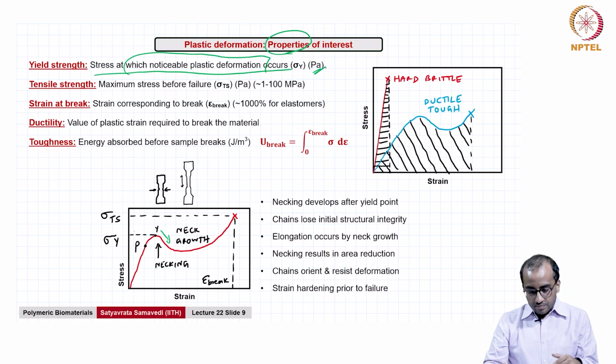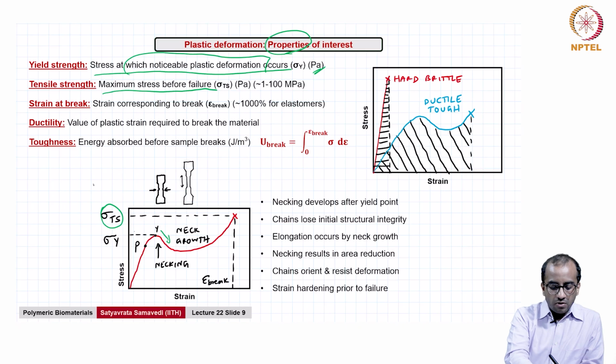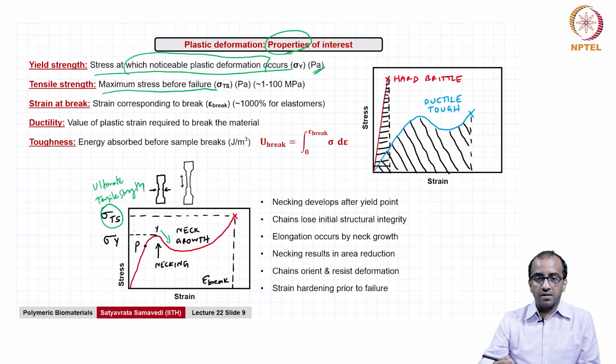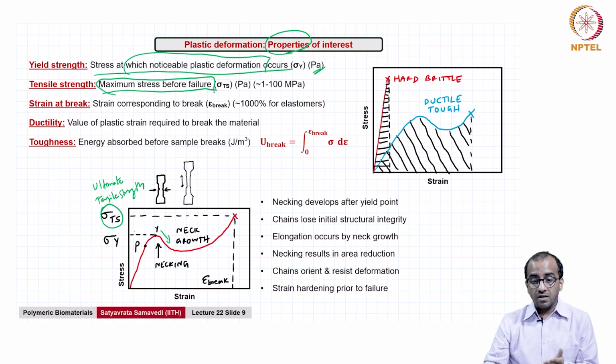If you keep stretching it further till the point of failure, you can define a second property, namely the maximum stress before failure, which is given by sigma sub TS, sometimes called ultimate tensile strength. In this case, it happens right at failure. In some other cases, depending on the material, it can happen before as well. That is why the definition is important: the maximum stress on that curve that the material can withstand before it fails. Wherever that point is, that will become the tensile strength.